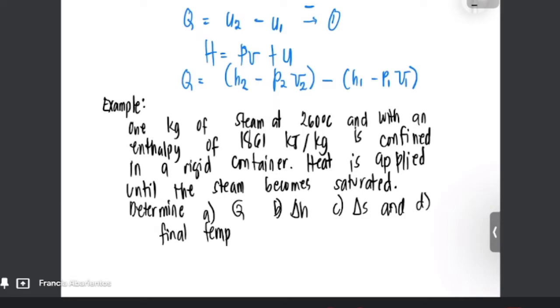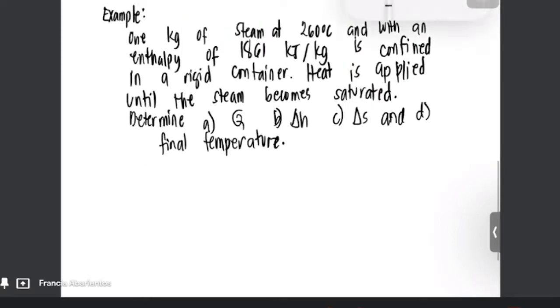Okay. Paano mo malalaman na constant pressure process yung binigay sa atin? Kasi sa problem, makikita nyo the word confined in a rigid container. Ibig sabihin, andun lang siya, constant yung volume natin. Naintindihan? And also, another keyword is the heat is applied until. So this is now your state point 2, saturated na. Steam becomes saturated. Okay. Let's start solving a solution.